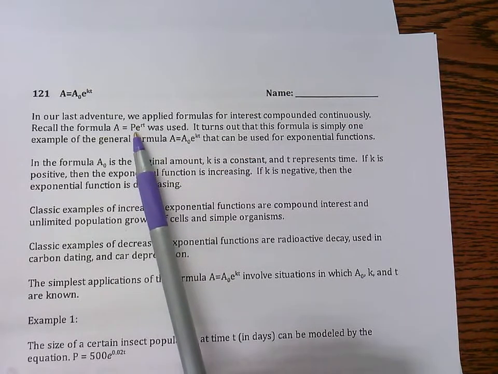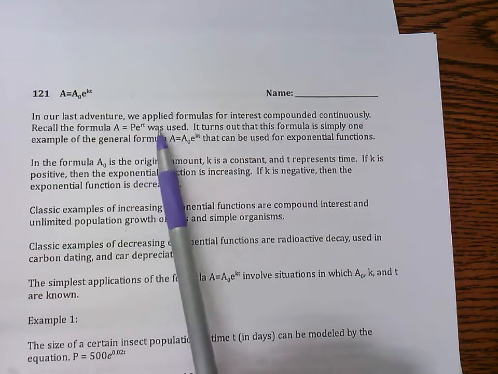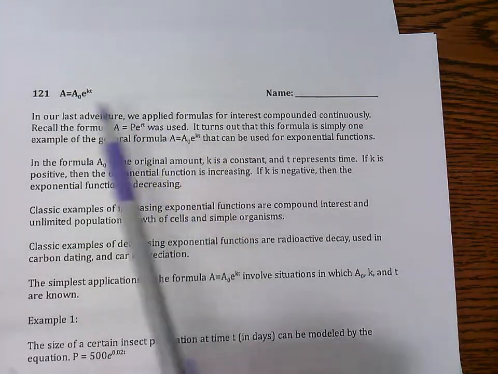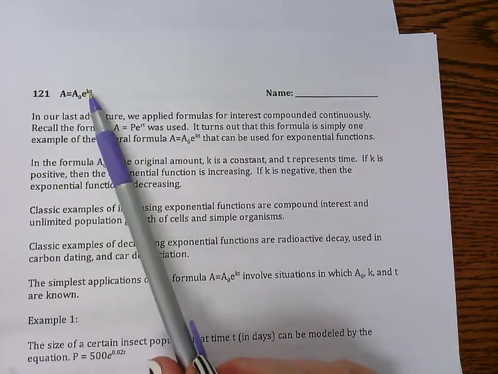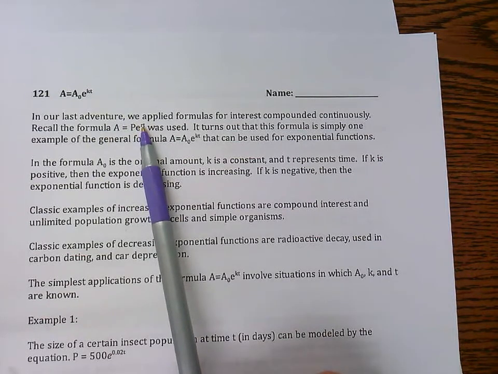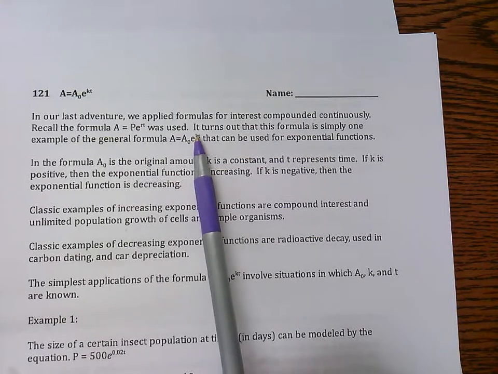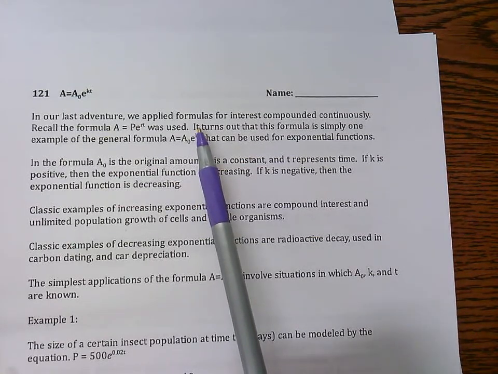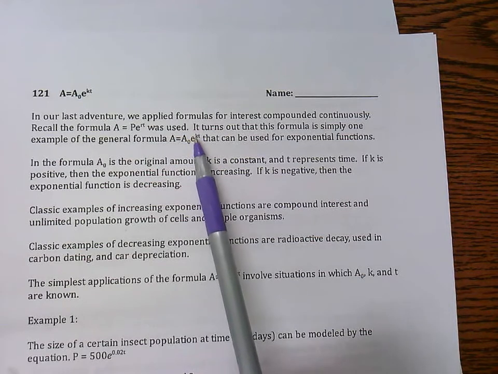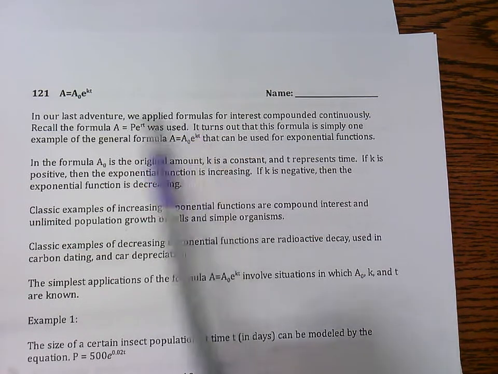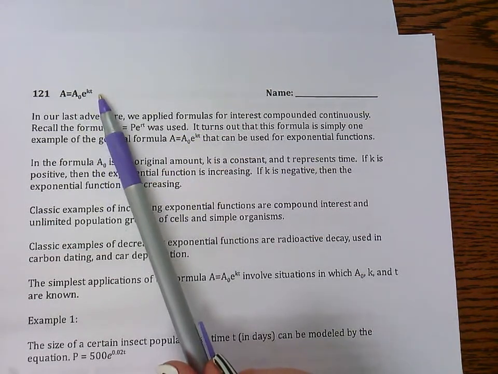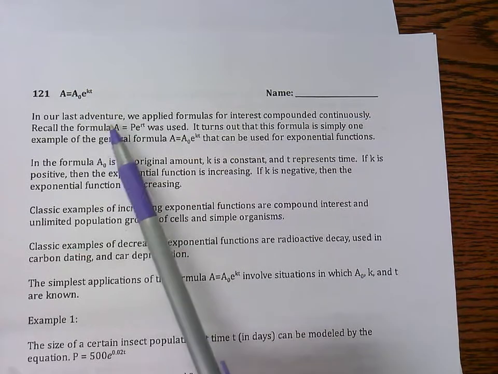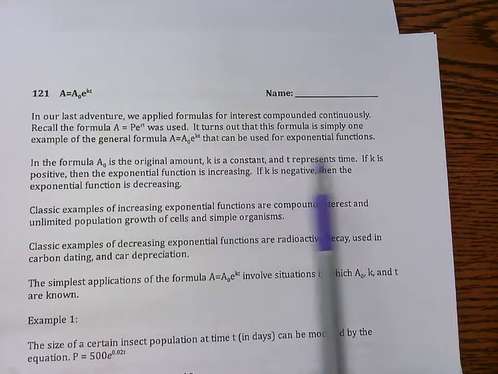E is our constant for continuous interest, or for bacteria growth, it's like this continuous growth. K is a constant. Interest rate was our constant for compound interest, but K is just a constant. So if you're decaying at a certain rate, or your population is growing at a certain rate, we have to find out what K is. And T is still our amount of time, so days, months, years, whatever it is. So it can be used for all exponential functions.